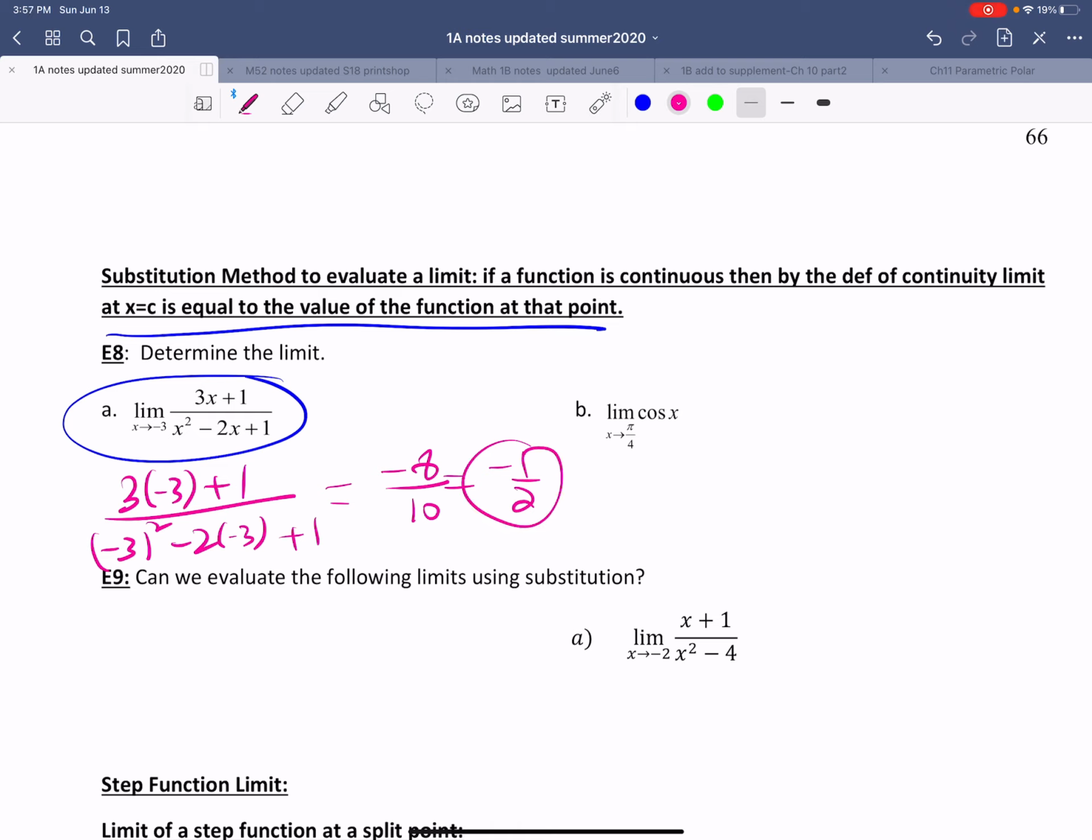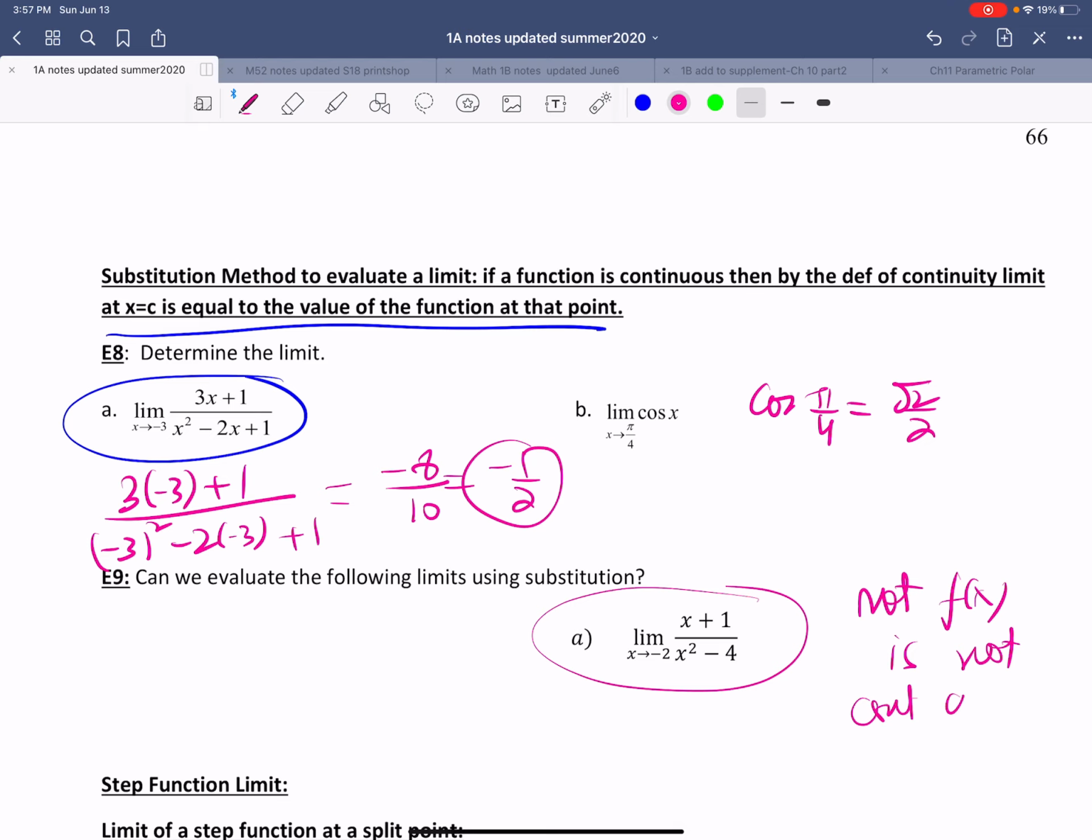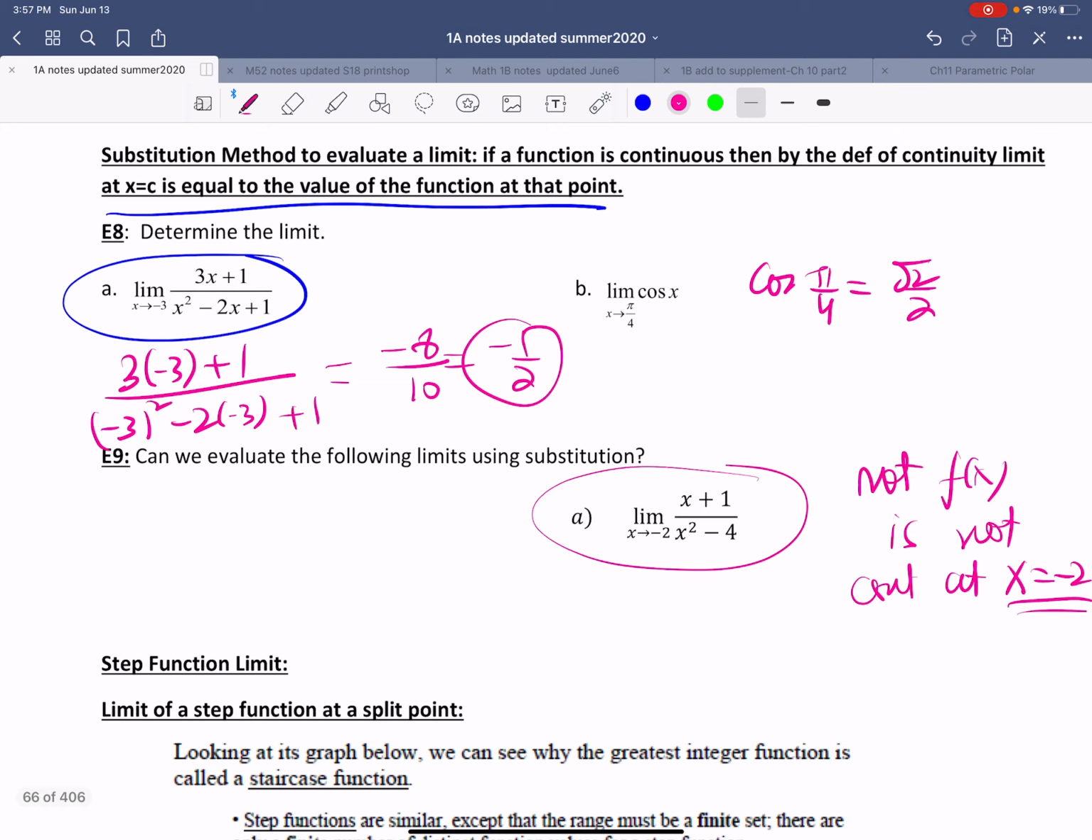Limit as x approaches pi over 4 of cosine of x, we can simply go ahead and plug pi over 4 into cosine, because the function is continuous at pi over 4. Can we evaluate the following limit using substitution? Let's go ahead and see. Not really, no, because f of x is not continuous at x equals -2. We saw the algebraic method. We cannot evaluate this function using this technique. We have seen other methods. We've seen the numerical way or graphical way of evaluating limits.